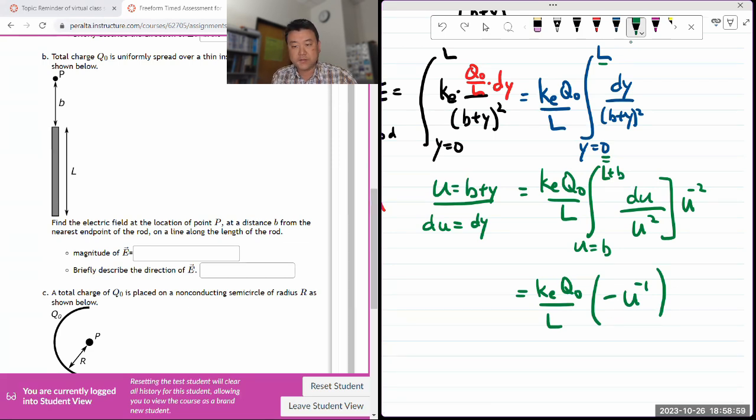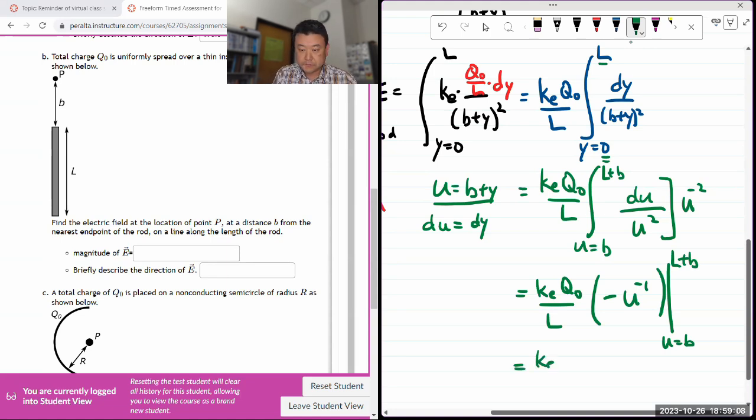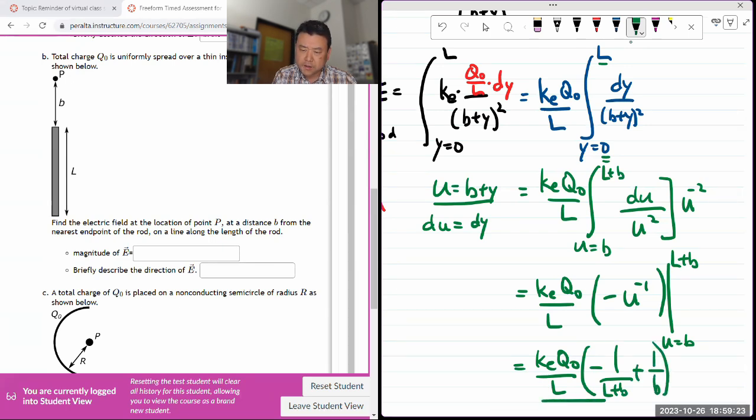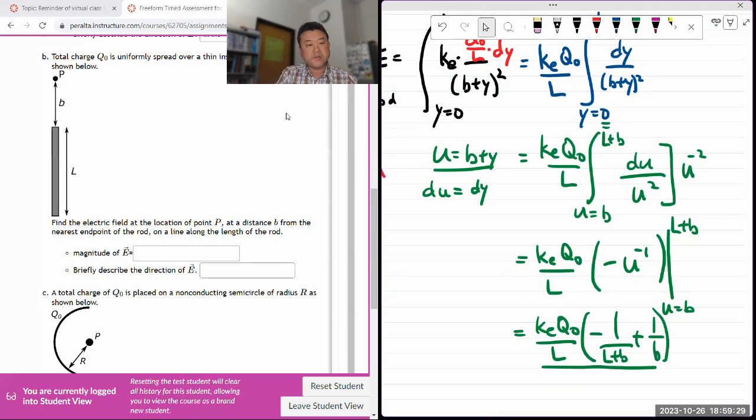So with the antiderivative having been found, evaluated at the limits b to L plus b, I can plug those in and get the expression. So plug in the upper limit first, minus 1 over L plus b, and then minus a plus, lower limit, 1 over b. And that looks about right to me. And I'm expecting, the way I define the direction of y, a negative number. And I got a positive answer. That's a little concerning, but it's probably fine.